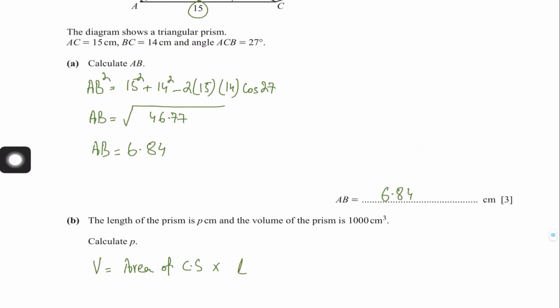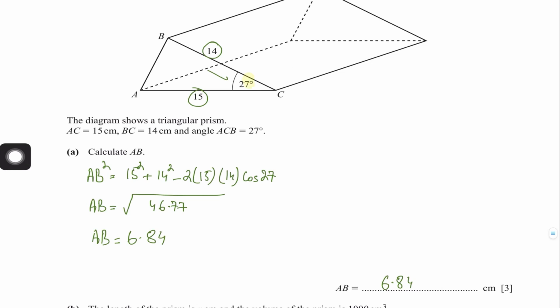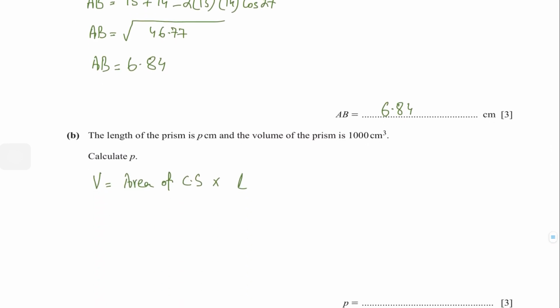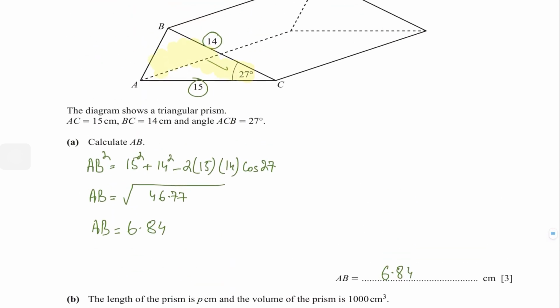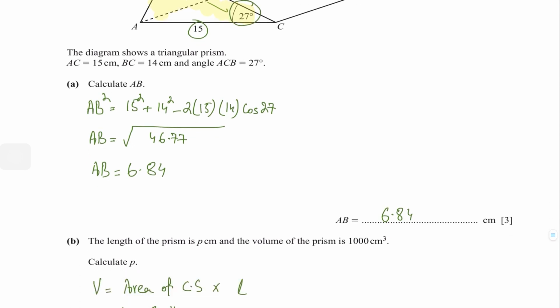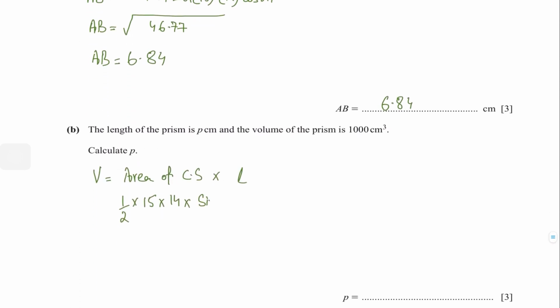So if I want to calculate the area of cross section, that means I'll have to calculate the area of this triangle. Calculating the area of this triangle can be done by using the sine formula, since we have two sides and an included angle. So half times 15 times 14, the two lengths, multiplied by sine of the angle in between the two lengths, which we can see is 27. So multiplied by sine 27, multiplied by the length, which according to the question is p. This should give us the volume, which according to the question is equal to 1000.